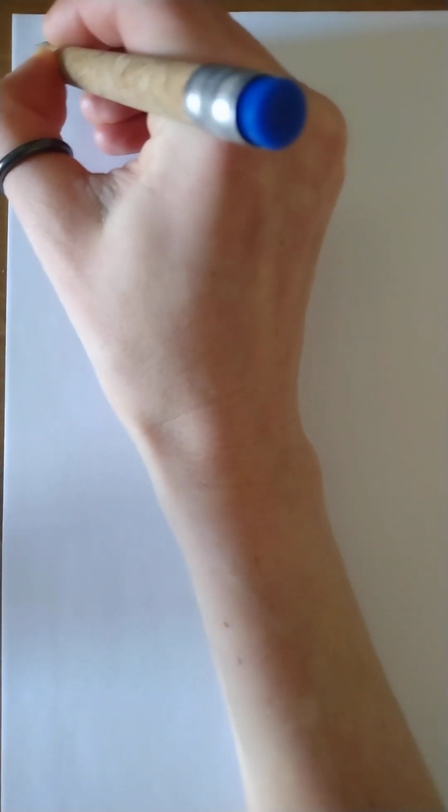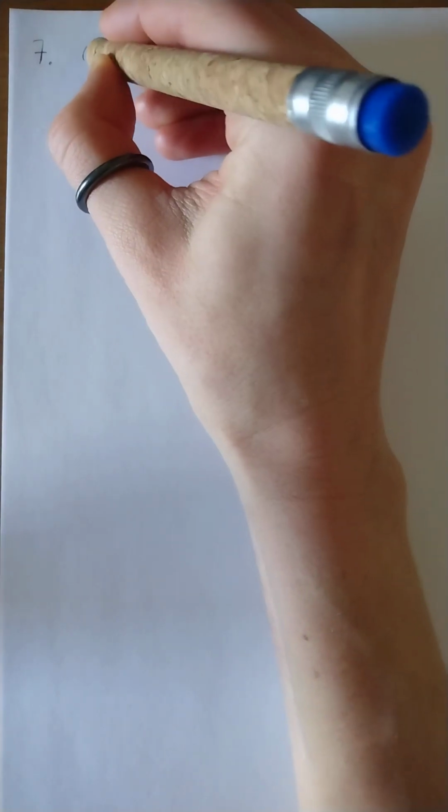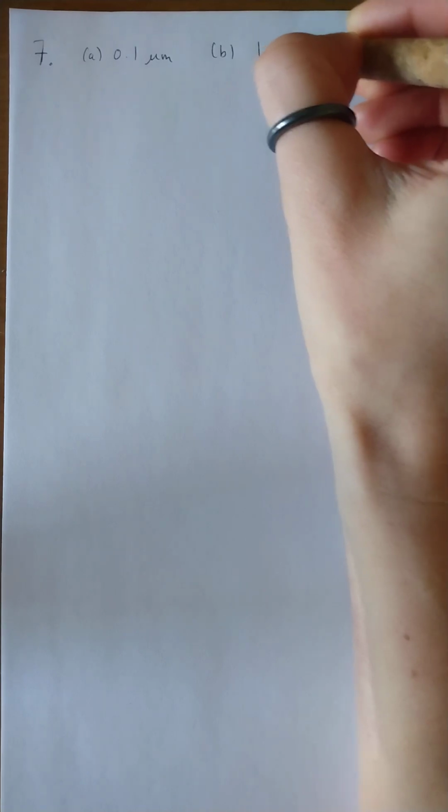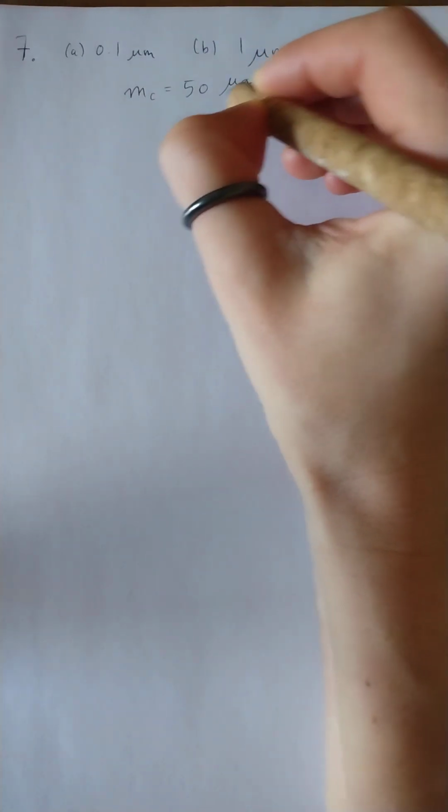Okay, so let's do the seventh problem from the review activity. In this problem, we have particles that are different sizes in part A, B, and C. So we have very small particles in A, somewhat larger particles in B, and the largest particles in C. For these three sizes of particle, we want to calculate the number concentration, how many particles would be present, if we have a mass concentration of 50 micrograms per cubic meter.